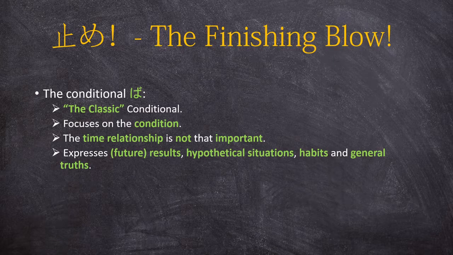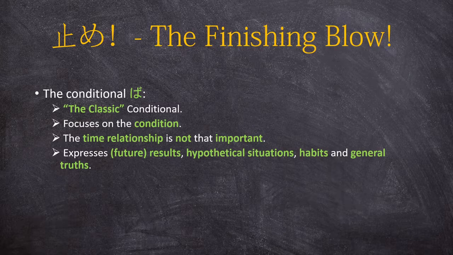The only thing that is important is that if the condition happens, or whenever it happens, then the result will happen. So really there is no time sequence or a certain temporal relationship that you need to consider, like with tara and to, and that makes the ba conditional slightly easier to use, or to discern when to use the ba conditional and not any of the other conditionals. So that is my advice to you.